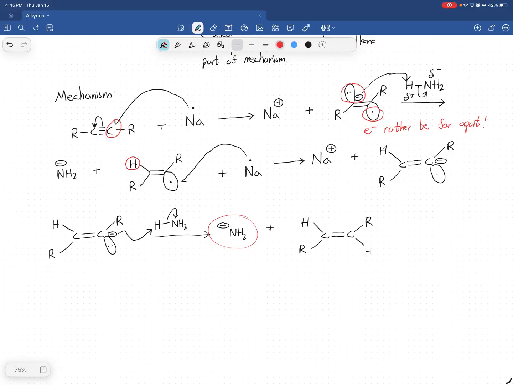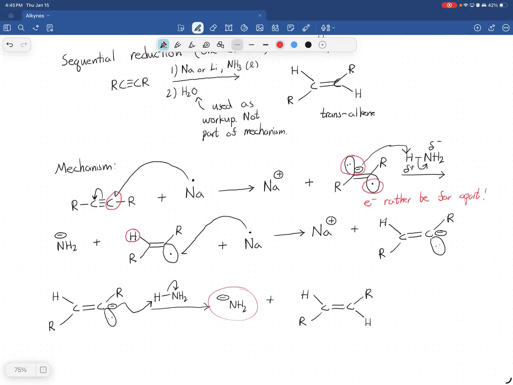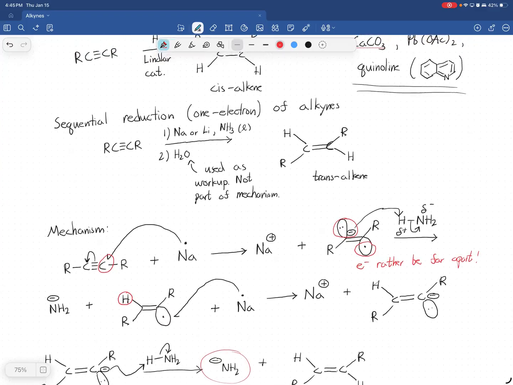All right. Are there any questions on the mechanism? So you're using a single electron to reduce the triple bond to a double bond. Okay. If anything, guys, remember that this process, what kind of alkene do we form? Trans. So this is your tool here, your new way to make a trans alkene.